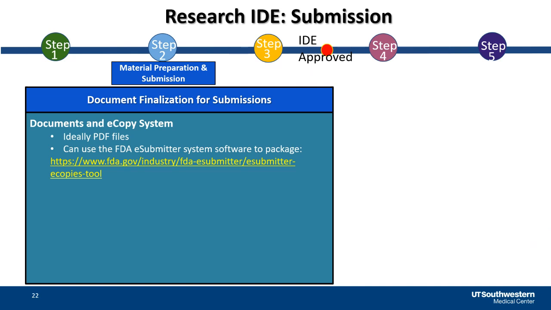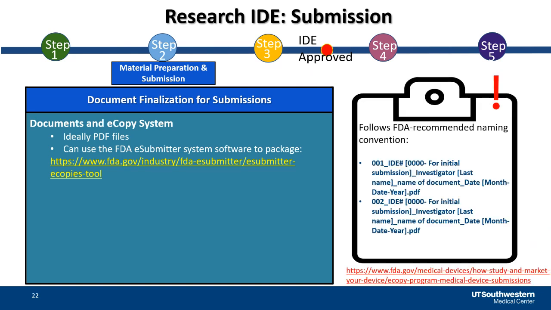Once you've got them all packaged up, make sure that they are named correctly. Each new file needs a prefix number. So if you have 2 files on your flash drive, it's going to be 001, 002. Then they will have the IDE number, or if it's your first submission, then you don't have an IDE number, just pop in 4 zeros. And then it will be investigator last name, name of the document, and the date.